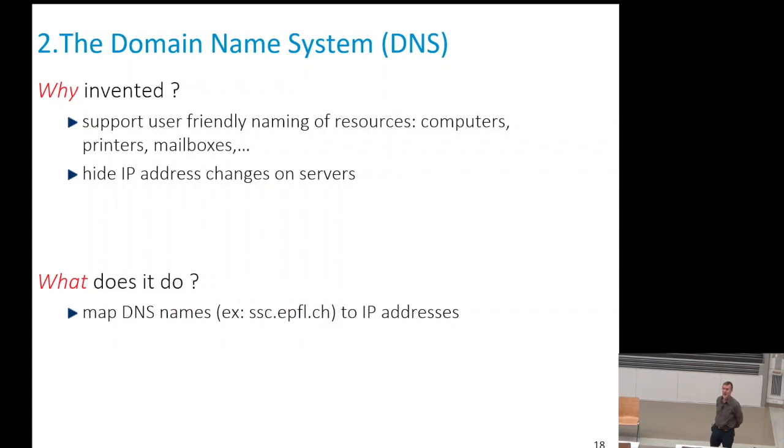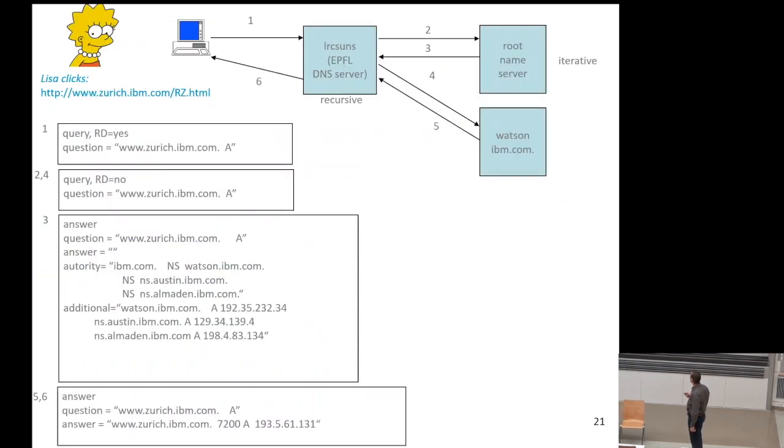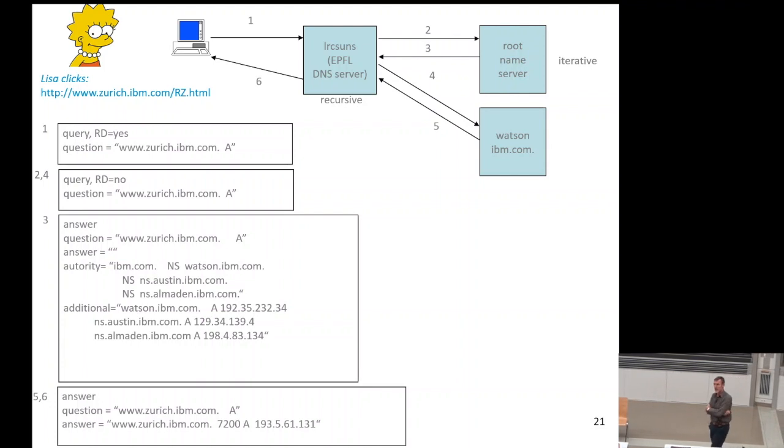DNS is typically put in the application layer, although we could view it as a service to the internet. We all know how to use DNS. Perhaps what we don't know exactly is how it works. What happens when I use the DNS?